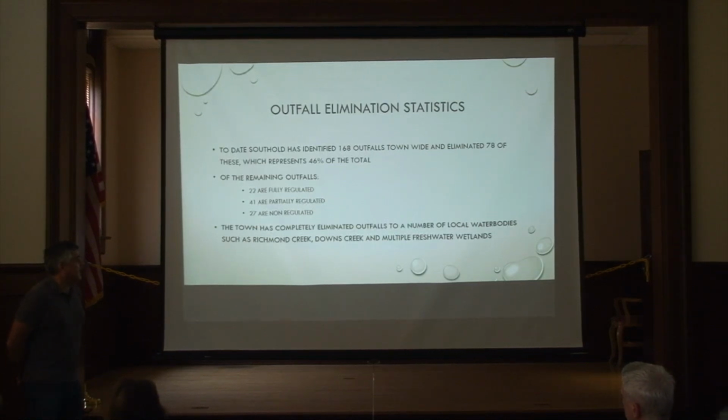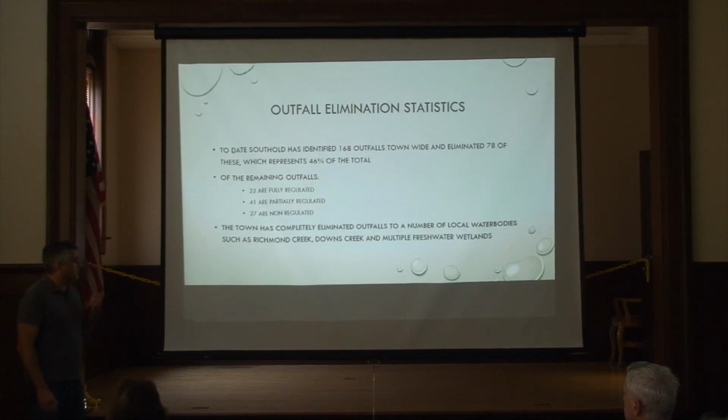And statistics to date, we've identified 168 outfalls townwide, and we've eliminated 78 of them in a little over 5 years. That's 46% of the total. Of the remaining, and these categories are based on that general permit, the 22 that are fully regulated lie within the urbanized area. They're a higher level of regulation because of the purported density of that area. The other 41 are on the eastern side of the town, or Fishers Island. Those are partially regulated, which means we really only have to do a few activities related to them.